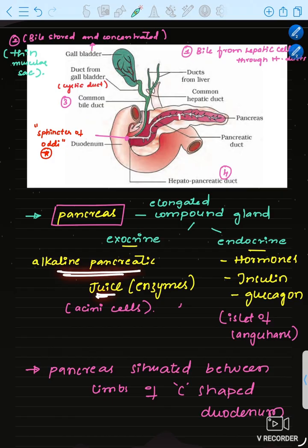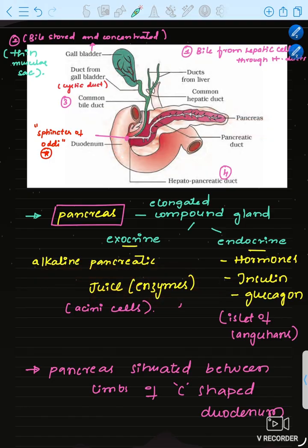Pancreatic juice is alkaline. Why is it alkaline? Because here is the stomach, and from the stomach food goes to the duodenum, right? Here acidic pH will be there. Just to neutralize the pH in the duodenum, the pancreas will produce alkaline pancreatic juice which contains enzymes.